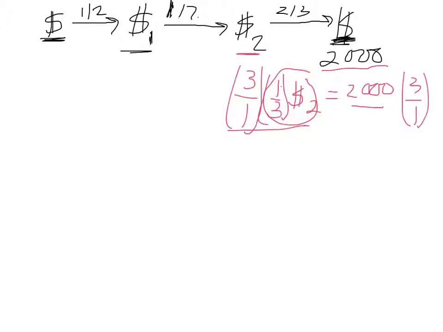If we remember the way fractions work, we can cross-cancel. 3's cancel, 1's cancel. So right here, money sub 2 equals 2,000 times 3 is 6,000 divided by 1 is 6,000. So right here, there was $6,000 in the money right there.